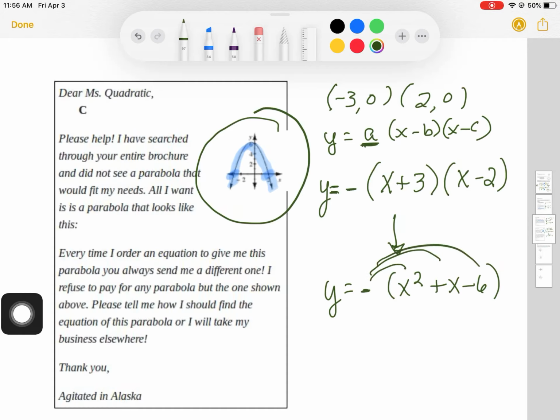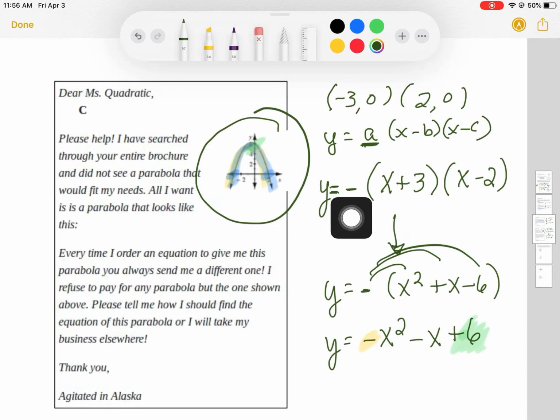When I go through that and I distribute the negative into the parentheses, I'm going to get y equals negative x squared minus x plus 6. That looks like it. That 6 matches that y-intercept of a positive 6, and the negative is causing that parabola to open down. So just by throwing that negative value in front of the parentheses is all we had to do.